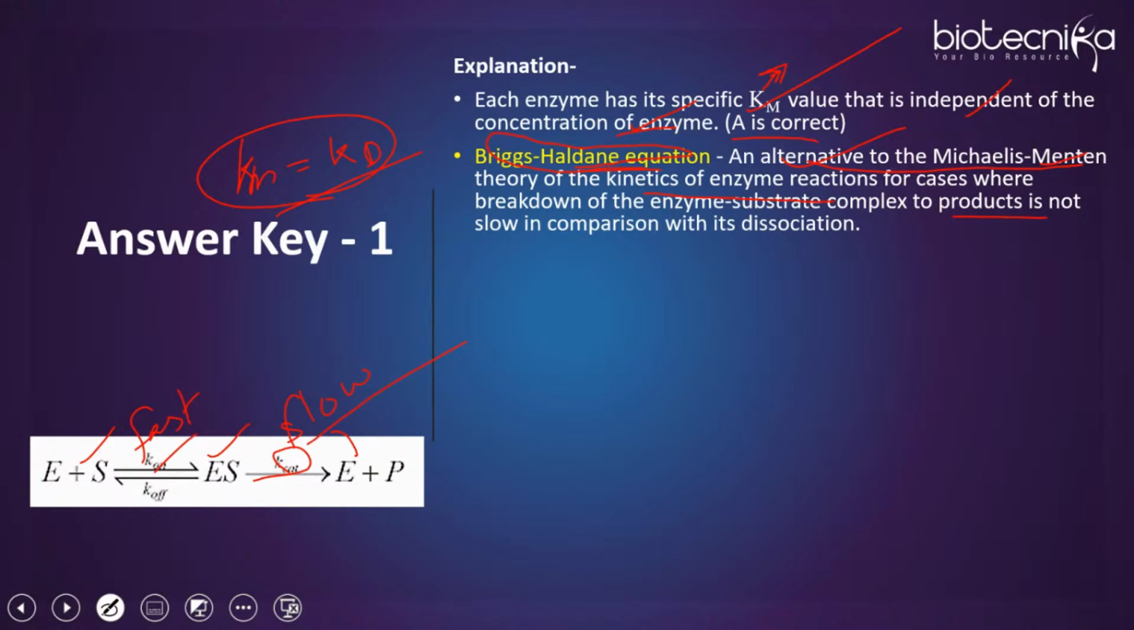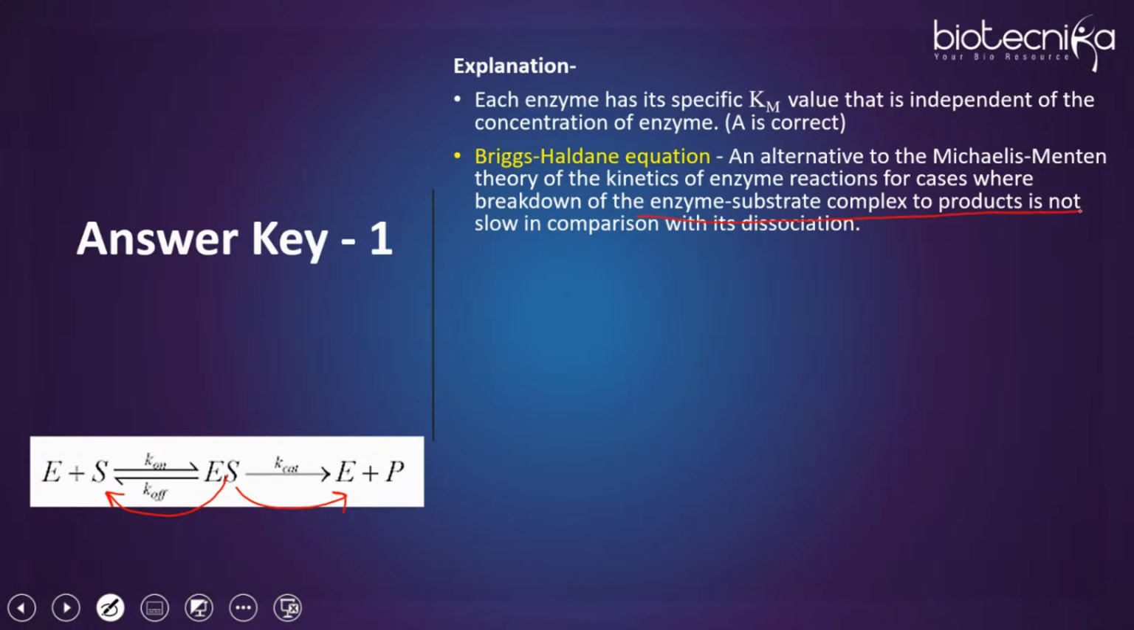But Briggs-Haldane will assume that the breakdown of the enzyme-substrate complex can happen this side also, and it can happen this side also. Either it can break down into E plus S individually, or it can convert into product. So Briggs-Haldane proposed that the breakdown of the ES complex to product is not slow in comparison with dissociation. No, it is not an assumption in Briggs-Haldane.